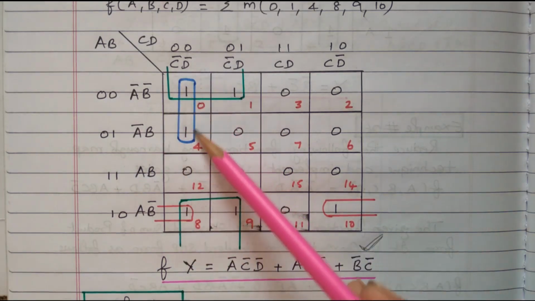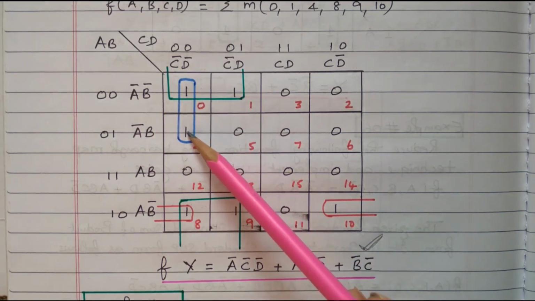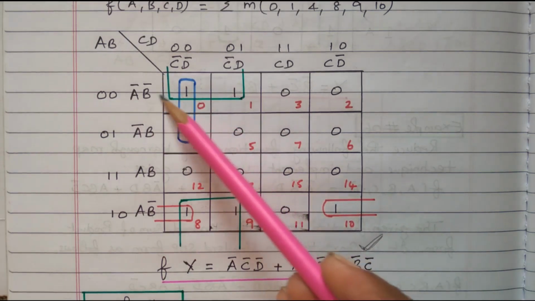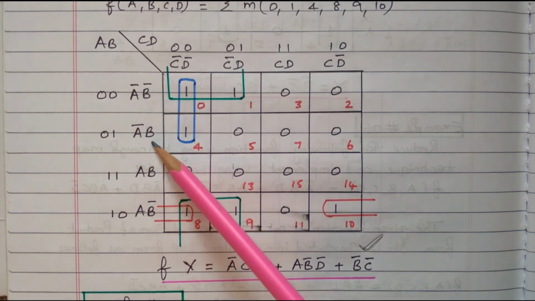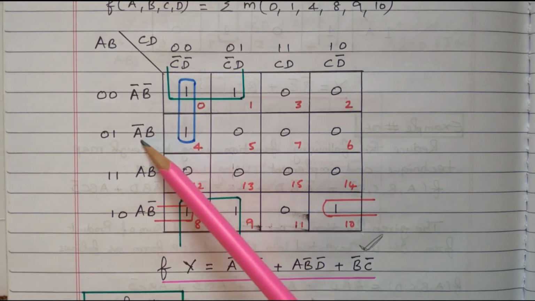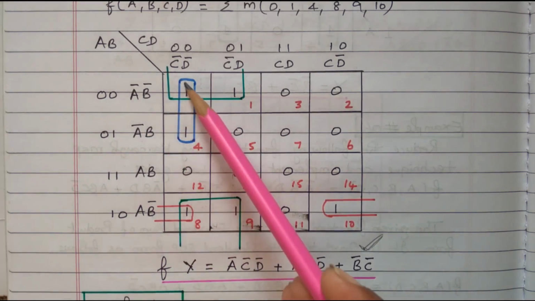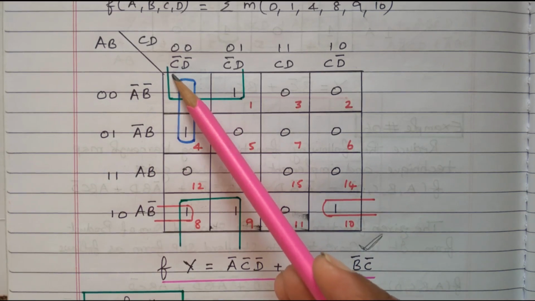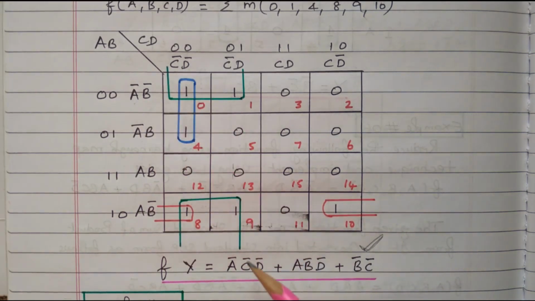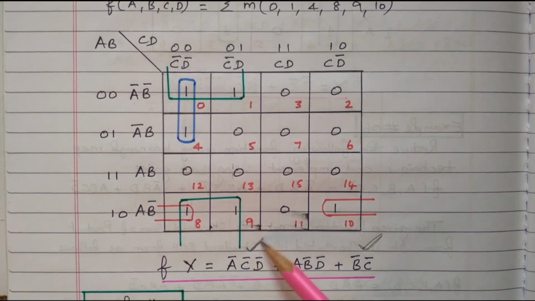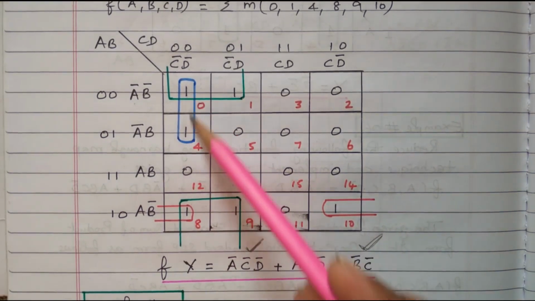Now we'll verify this grouping. So these two are grouped, we will verify these two terms, A bar, B bar and A bar, B. So this B bar and B got cancelled, only we have A bar. Then while verifying this, we have C bar, D bar. So what we have is A bar, C bar, D bar. This is the resultant for simplifying these two terms.